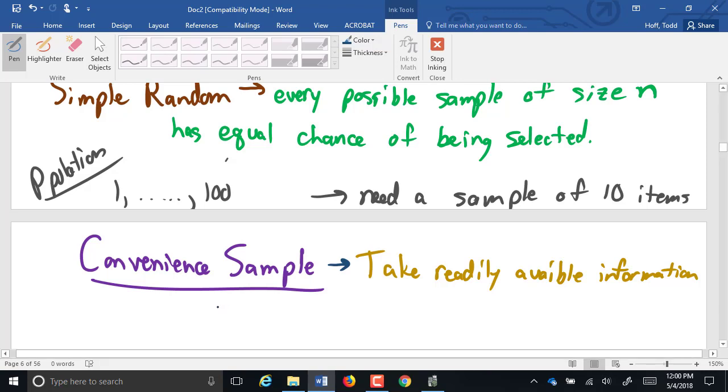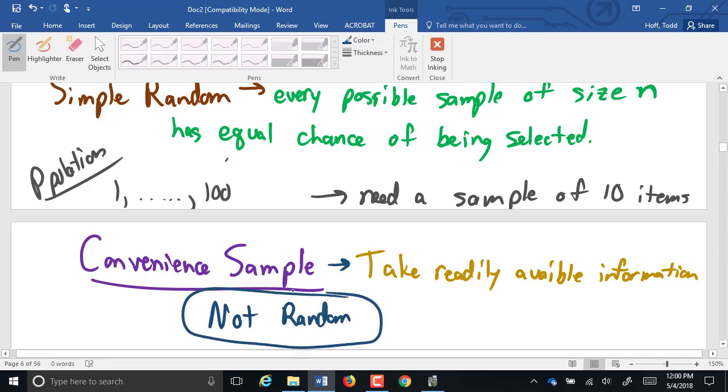A convenience sample is not random because people that are outside of whatever convenience you are using have no chance of being selected. People that are not on your route home, they're not going to get their door knocked on and surveyed. So a convenience sample doesn't work as random or simple random.